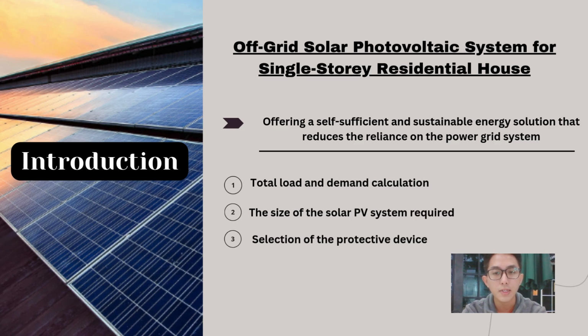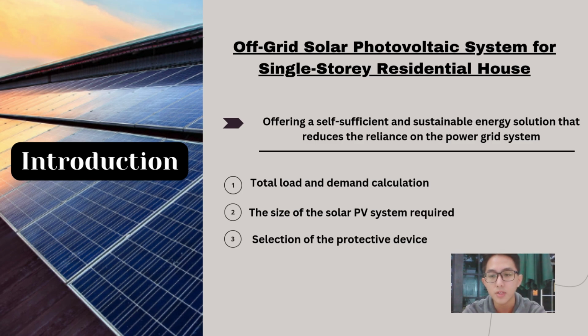Okay, so for the introduction part, our topic is an off-grid solar photovoltaic system for a single-story residential house. Our group aims to offer a self-sufficient and sustainable energy solution that can help us reduce the reliance on the power grid system. There are three steps we have to do in this project.